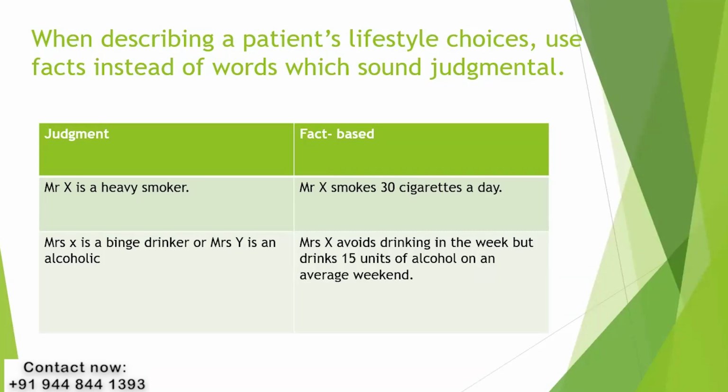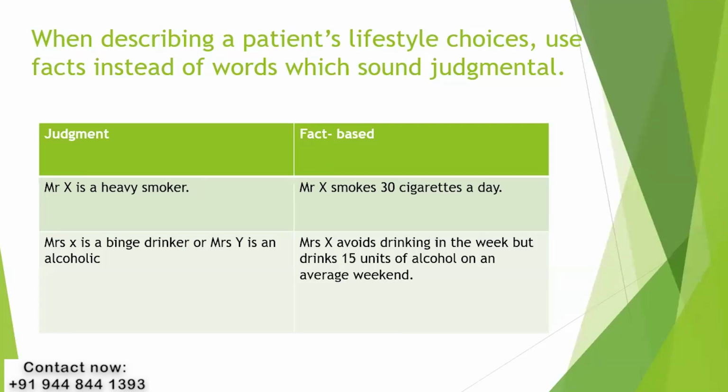In other language, if you are writing that he is obese, you cannot write like that because you are judging their lifestyle choices. If there is information regarding BMI, you can give this BMI. She has this much BMI, like that you can write it in a fact-based way. Another example: Mrs. X is a binge drinker, or Mrs. Y is an alcoholic.